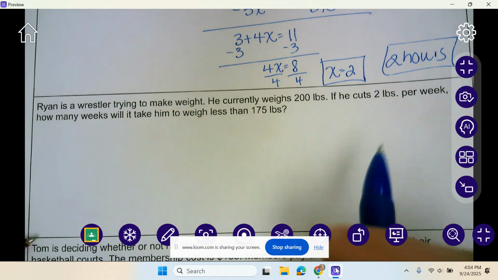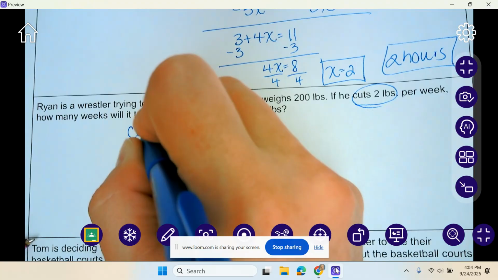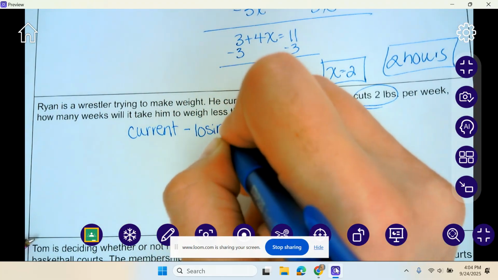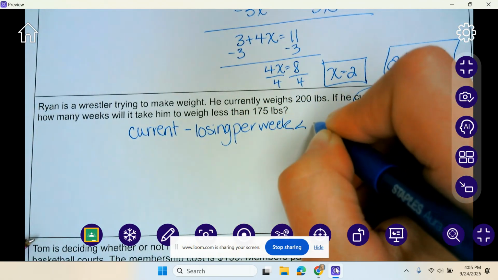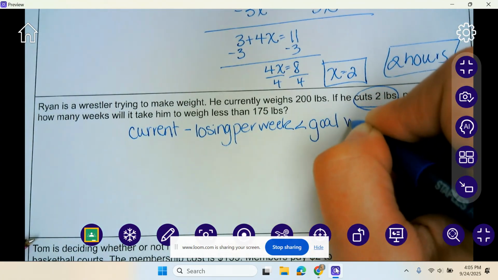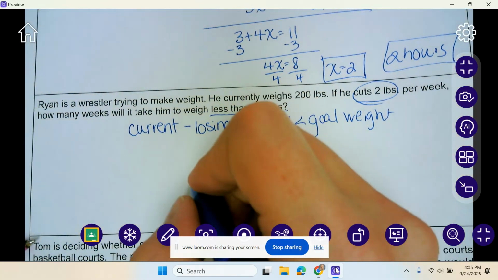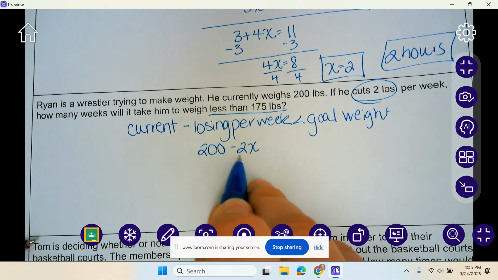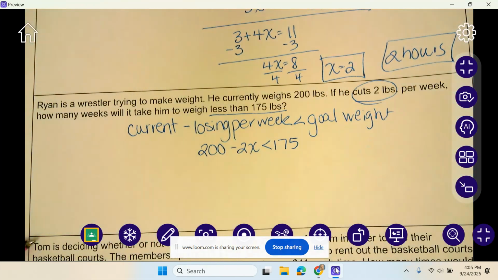All right, so this one's cutting 2 pounds a week, which means you're losing 2 pounds. So you need your current minus, whatever you're losing per week. And that should be less than your goal weight. Right? It says less than 175 pounds. So his current weight is 200. He's losing 2 pounds a week, so that's minus 2, right? If he's gaining, then he's plus 2, but he's losing per week. And then that is less than 175, so he needs to be less than 175.